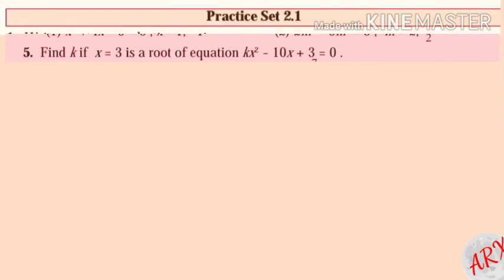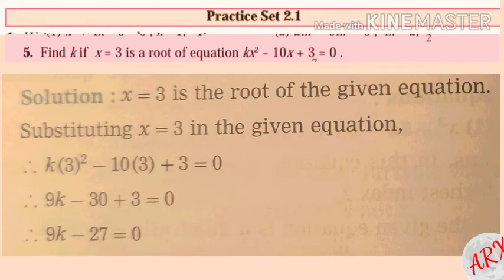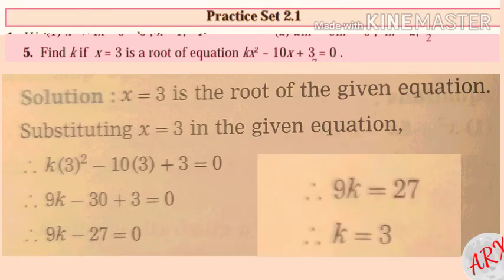Question number 5. Find k if x equal to 3 is a root of equation kx square minus 10x plus 3 equal to 0. Now as 3 is root of the given equation, we will put x equal to 3 in the equation. So we will get k into bracket 3 square minus 10 into 3 plus 3 equal to 0. After simplification we will get 9k minus 30 plus 3 equal to 0. Therefore 9k minus 27 equal to 0. Now shift 27 towards the right hand side. So we will get 9k equal to 27 and k equal to 3.